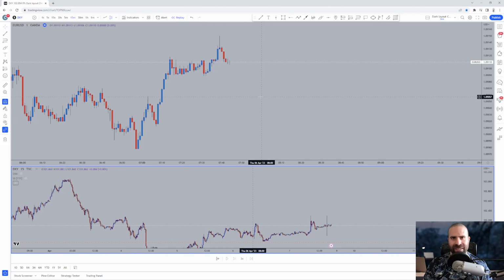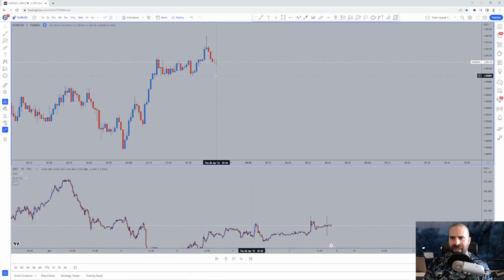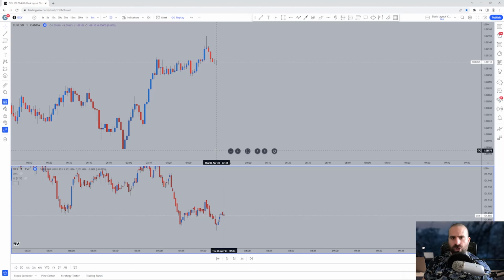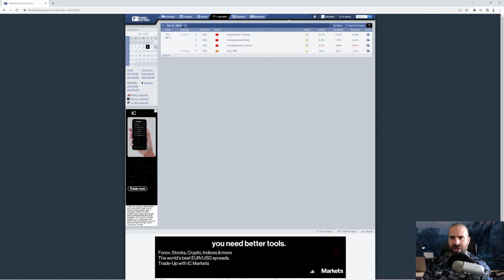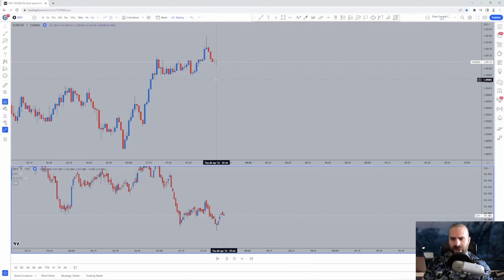but we are going to use the concept of SMT divergence as well, so you can use Euro US dollar against the dollar index, and we will go ahead with the replay tool at the exact same spot on both the Euro US dollar and the dollar index. So now, as you can see, we are at the exact same spot on both the Euro US dollar and the dollar index. On the 6th of April, we are right before the news, which will be released at 8:30 a.m. New York time. We are here at 7:44 a.m.